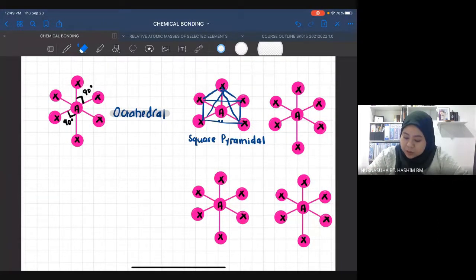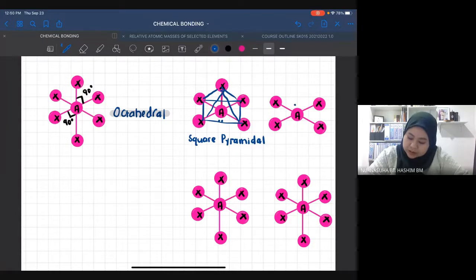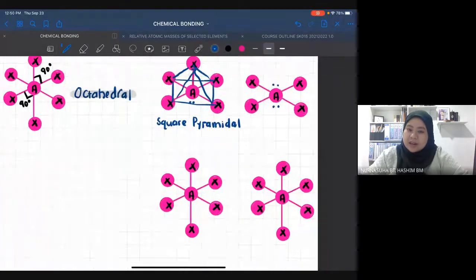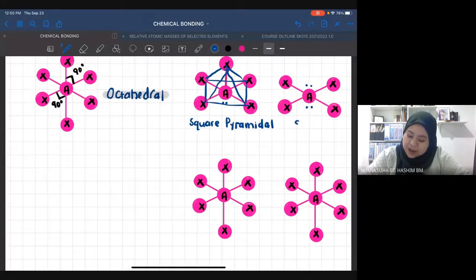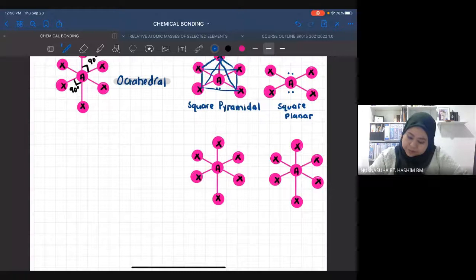Okay, let's see what happens when we have two lone pair. So kalau ada dua lone pair, kita padam satu atas satu bawah, gantikan dengan lone pair. So sekarang bentuk dia adalah square planar. Kenapa square planar? Sebab dia berbentuk segi 4 rata. Okay, square planar.